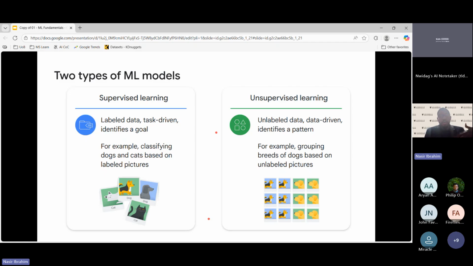For example, if you have a task where you want to classify an image, you have images of different animals and you want to classify them. For each image, you know what animal is in there. So you know that this image is an image of a dog.